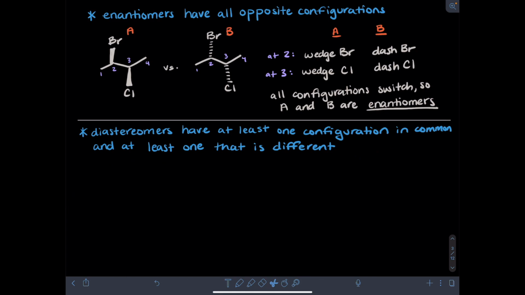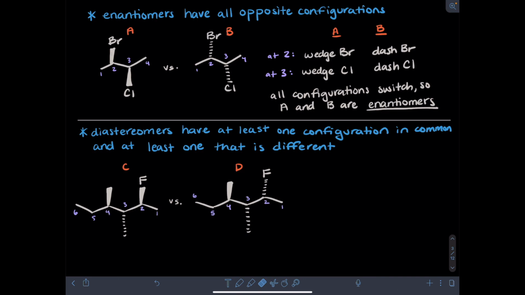Diastereomers will always have at least one configuration in common, and at least one that is different. Let's compare two molecules that I will call C and D. These contain 3 different chiral centers. To give the substituents the lowest numbers possible, I'm choosing to number my chain starting at the right side. Let's look at carbon 4 of the chain.